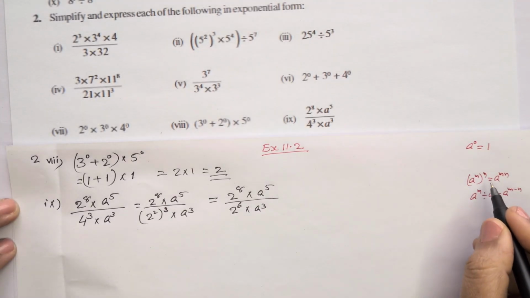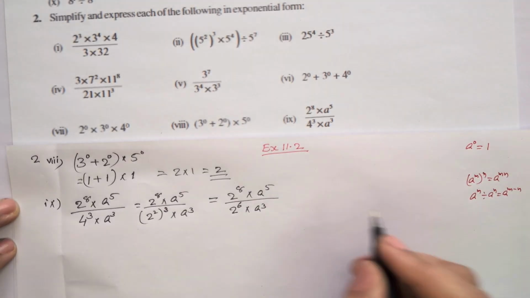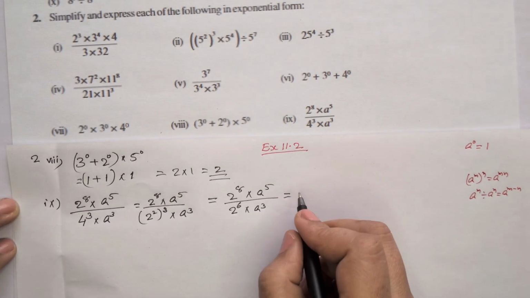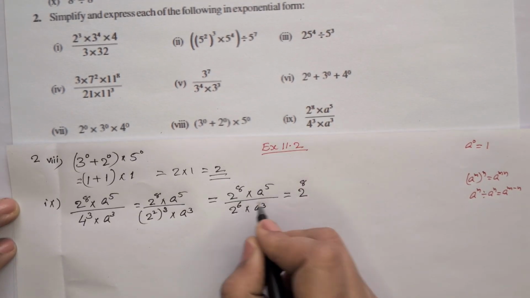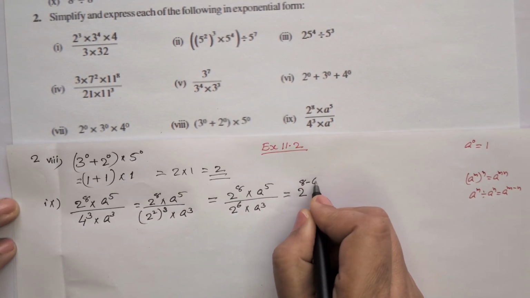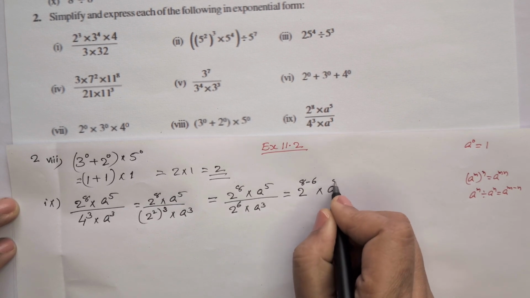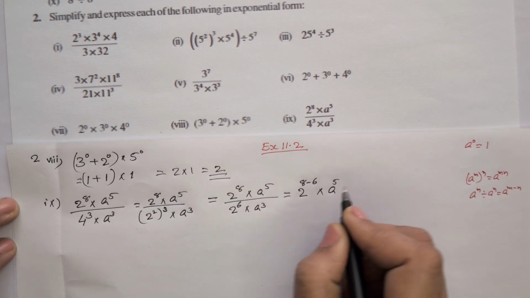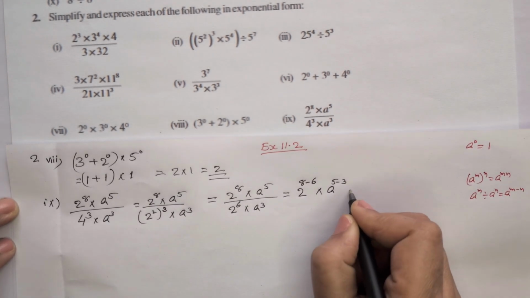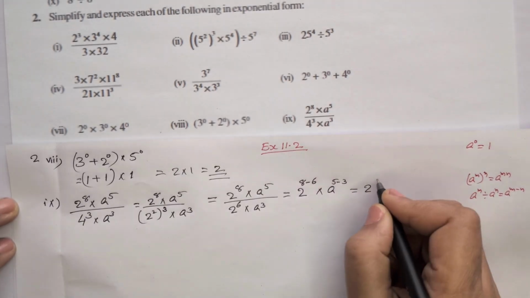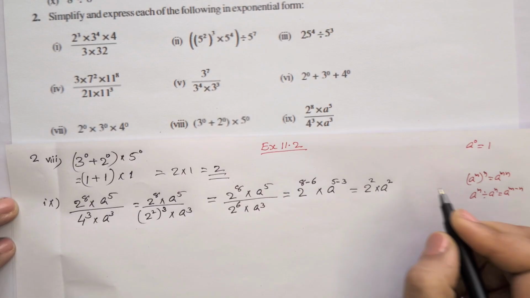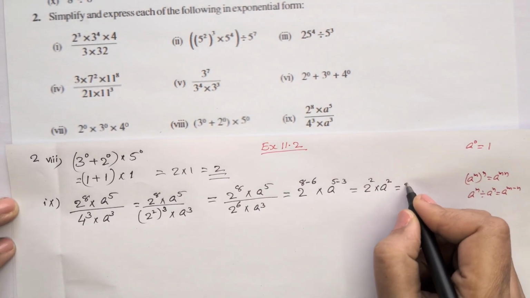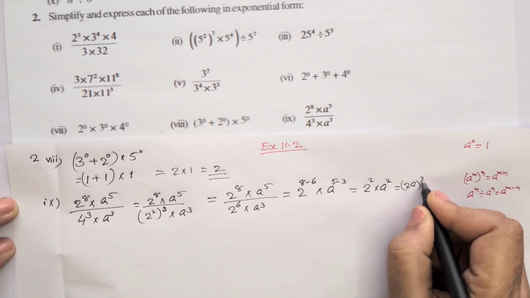Using the rule, a raised to m the whole raised to n is equal to a raised to mn. Then the division rule. 2 has 8 in the numerator and 2 raised to 6 in the denominator, so 8 minus 6. A has 5 in the numerator, a cube has 3 in the denominator, which is equal to 2 square into a square, which is equal to 2a square.